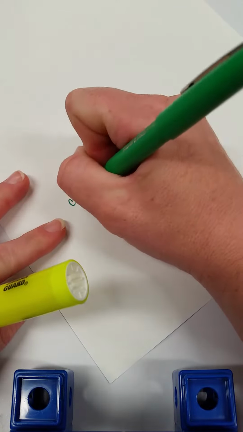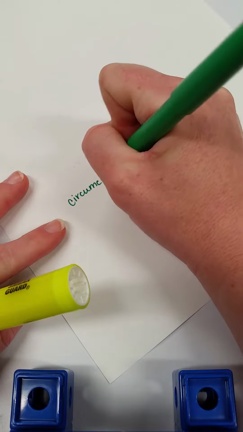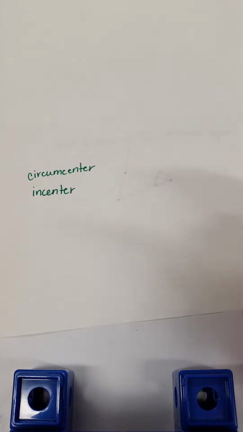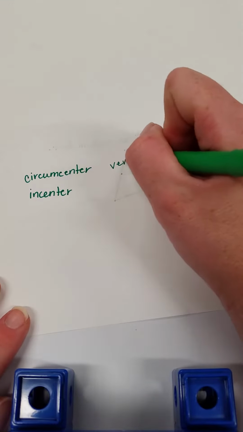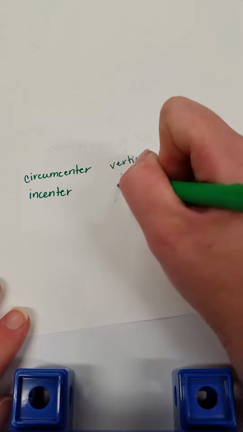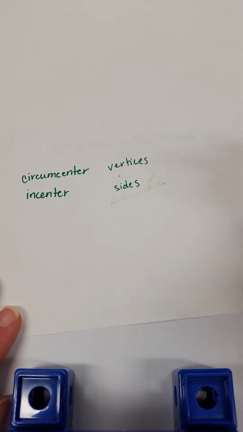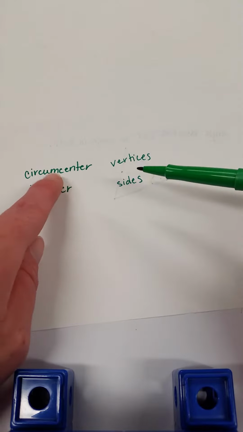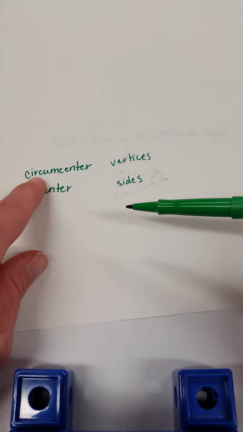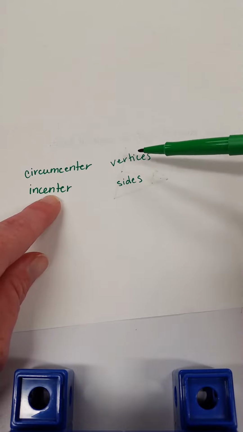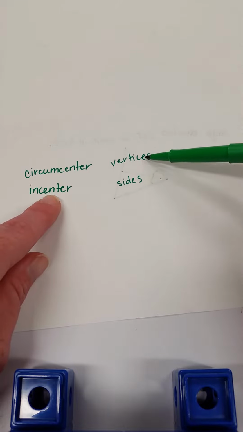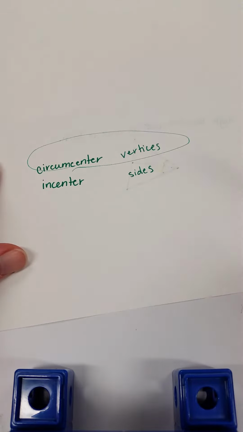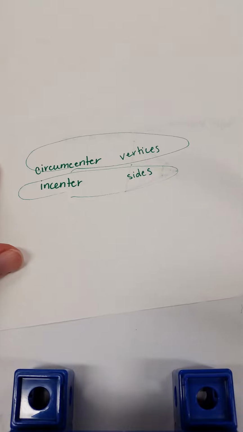We have circumcenter and incenter. And the circumcenter is equidistant from vertices, and the incenter is equidistant from sides. Here's how I remember it, and you can remember it however you want to. Circumcenter is a longer word than incenter. Circumcenter is a long word, incenter is a short word. When you're looking at vertices and sides, vertices is a long word, sides is a short word. So I remember that long words go together and short words go together.